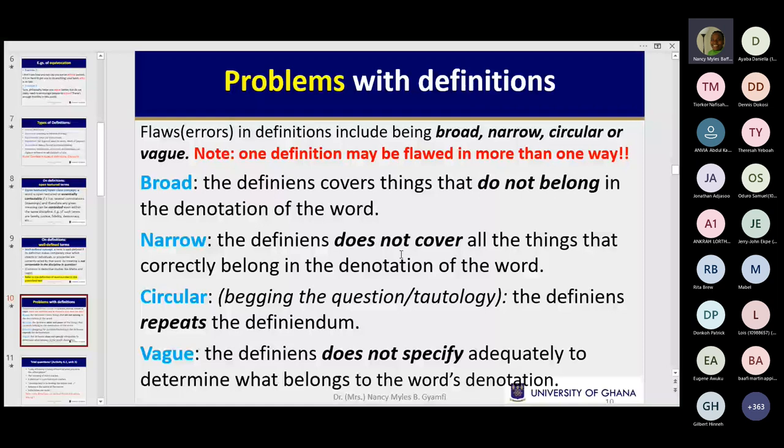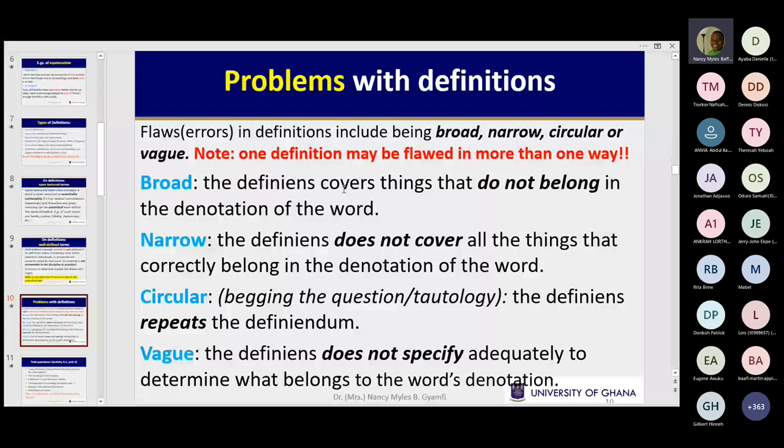Broad. If I say, let's say it this way, a woman is a human being. If this were a definition, this could be factual. But if it were a definition, I say a woman is a human being. I'm saying if you don't know woman, look at human being. I hope that brings it up clearly for you to see. A woman is a human being. I'm telling you that if you don't know woman, look at what? Human being. Hey, then Brother Kofi, you also be woman. You also be woman. It is broad.